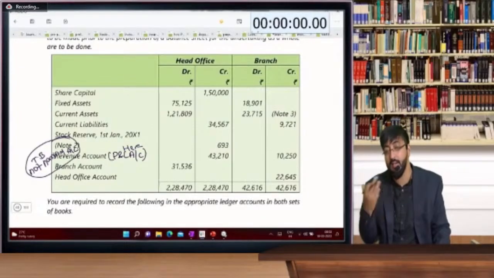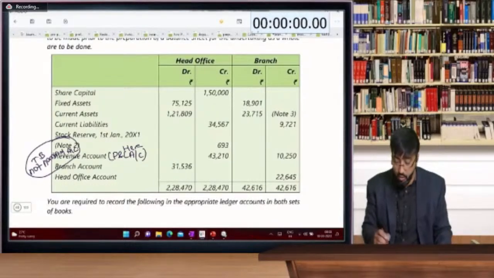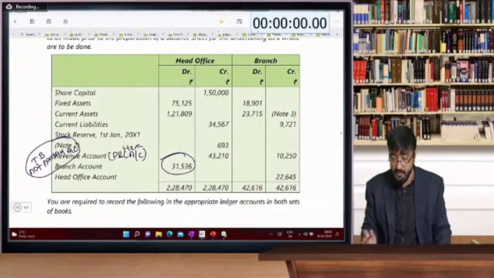Now think, what thinking does sir have, understand sir's thinking. Understand my way. Revenue account is here profit and loss account. You can check here, branch is showing debit balance in the books of head office, and please put circles over there. So what does it mean? Circle means it is not reconciled. Okay. So now we have to do reconciliation.